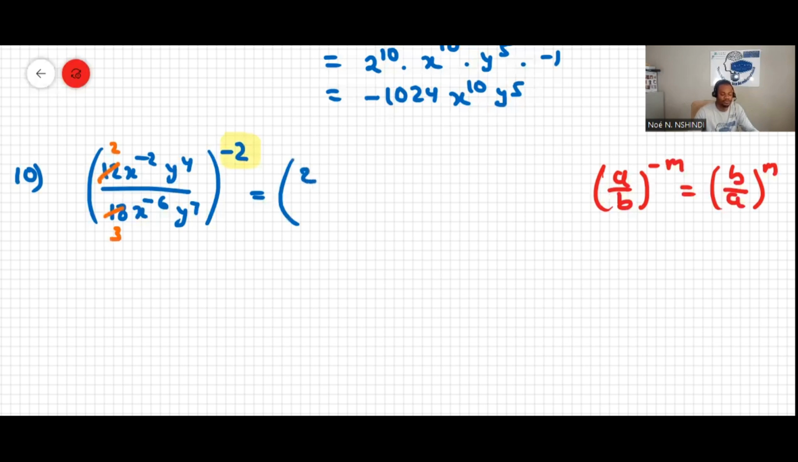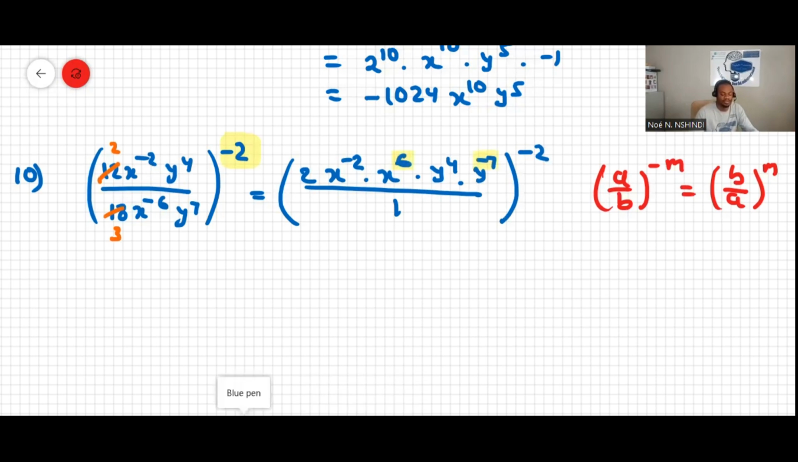So here we have 2, and then x to negative 2, I'll leave it like that. I'll move this negative exponent up, okay? That makes times x to the positive 6, and then multiply by y to the 4. I'll move that, which makes y to the negative 7. It's just over 1, okay? All raised to the power of negative 2. I say 7, I mean negative 7. Okay? These ones were moved up.